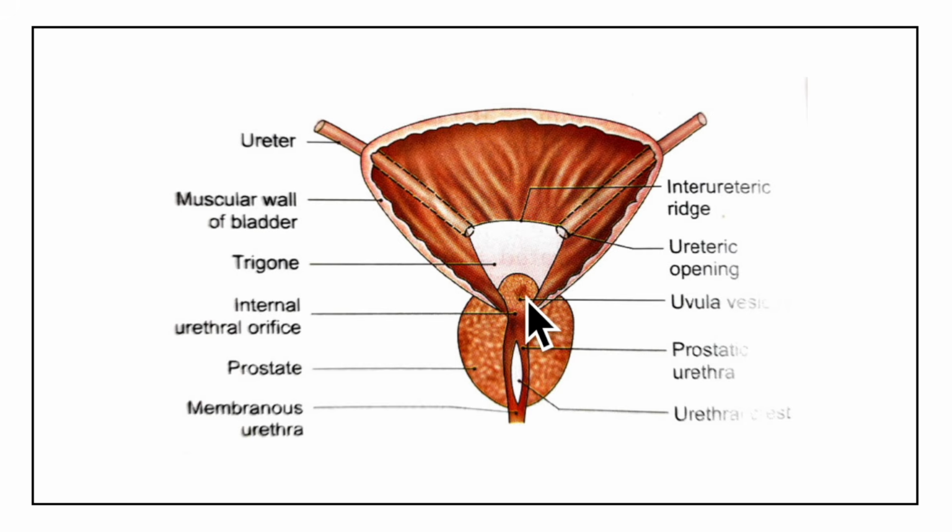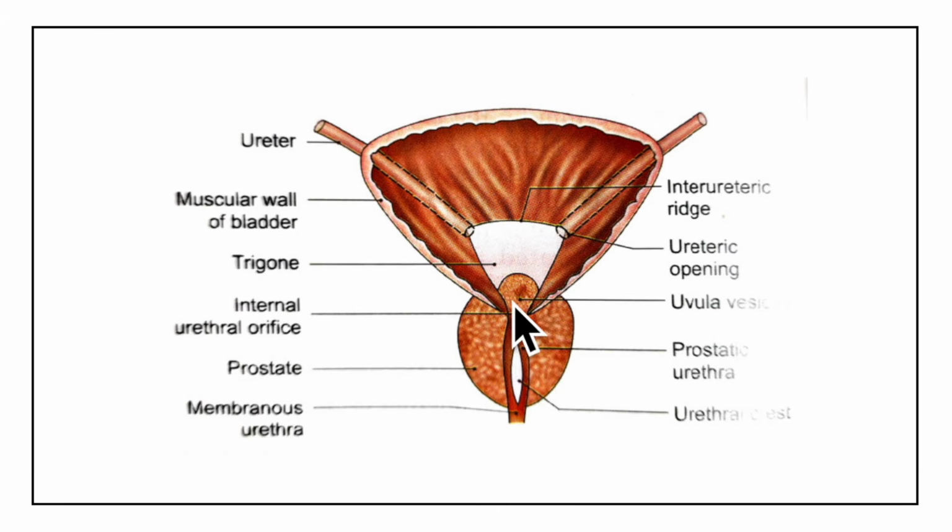The apex of the trigone is directed downwards and forwards, as you can see right here. The internal urethral orifice opening into the urethra is located at the apex of this trigone. The ureters open at the posterolateral angles of the trigone, as you can see right here. Their openings are 2.5 cm apart in the empty bladder and 5 cm apart in a distended bladder.